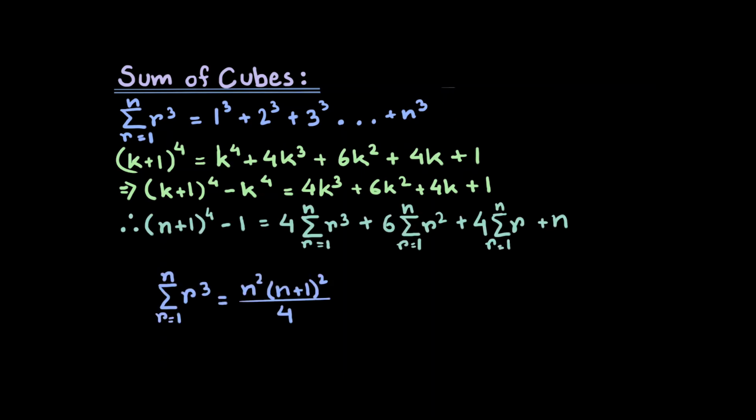To find the formula, we end up with n plus 1 to the power 4 minus 1 is equal to 4 times the sum of r cube plus 6 times the sum of r square plus 4 times the sum of r plus n. We put in the formulas for the sum of r square and the sum of r in this line. And then after calculating out, we end up with the formula, which is the sum of r cube is equal to n square multiplied by n plus 1 square divided by 4. This is the formula for the sum of cubes.